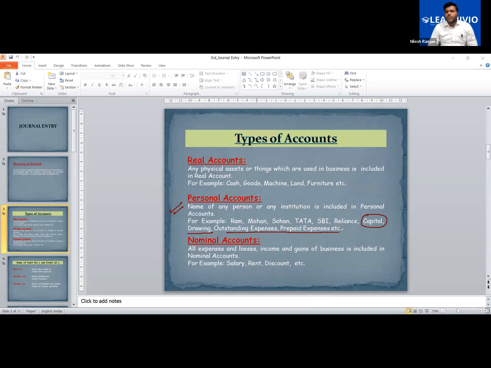Yes. So all the expenses, losses, income, gain of business is included in nominal account. Any expenses you are talking about. Now, sometimes students get confused. If you are paying salary, it is an expense. But if you are purchasing machinery, it is not an expense. It is an investment. It is like you're buying property for business use. So it is not an expense.